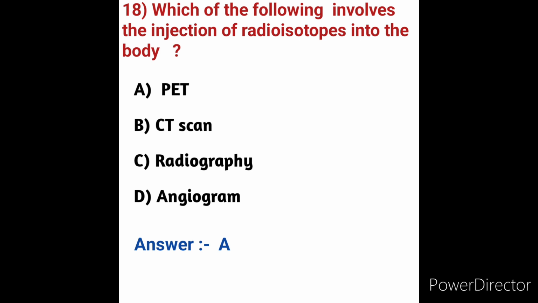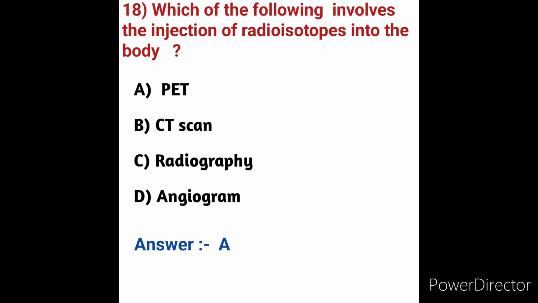Here option A is the correct answer, PET. It is a PET scan, one type of scan. The most commonly used isotope in a PET scan is fluorine 18. During the PET scan, stay calm.